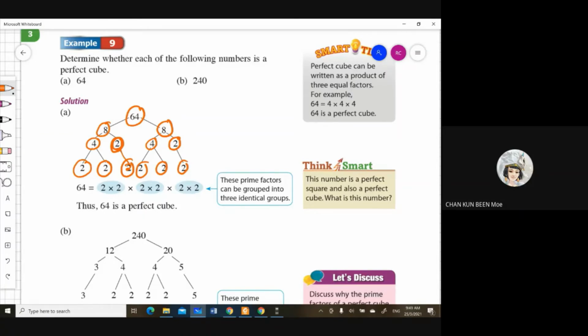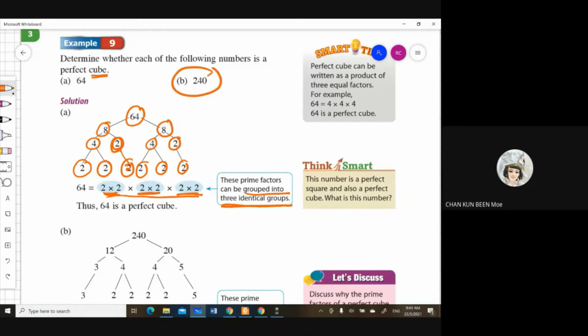After that, previously you were asked to find out the perfect square. This one is perfect cube. If it is a perfect square, you are going to group them into 2 identical groups. When it comes to a perfect cube, you are going to group them into 3 identical groups, meaning that all 3 groups must contain the same value. So 2 times 2, 4. 2 times 2, 4. 2 times 2, 4. Thus, 64 is a perfect cube when you can group them into these 3 identical groups.